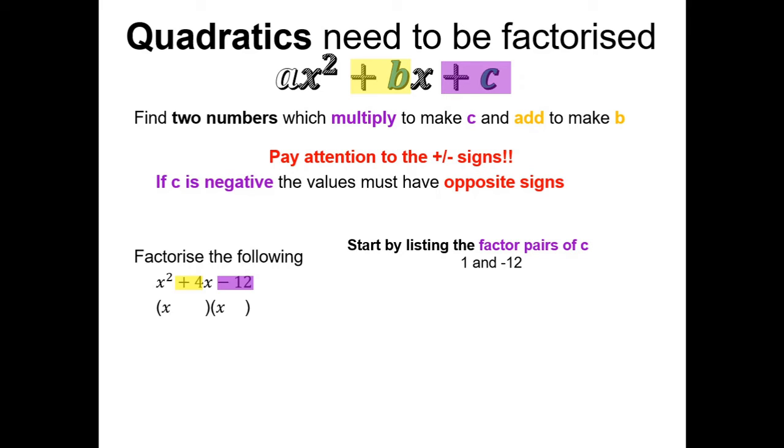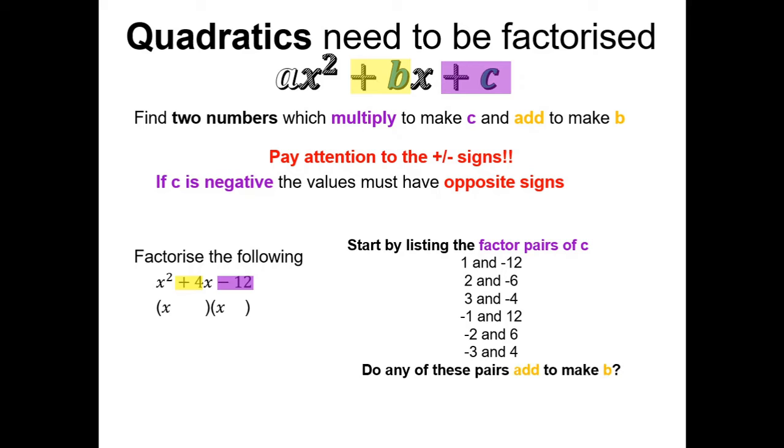Negative 12 divided by 1 is negative 12. Negative 12 divided by 2 is negative 6. Negative 12 divided by 3 is negative 4. And then I could also go the other way around. Negative 12 divided by negative 1 is positive 12. Negative 12 divided by negative 2 is positive 6. And negative 12 divided by negative 3 is 4.